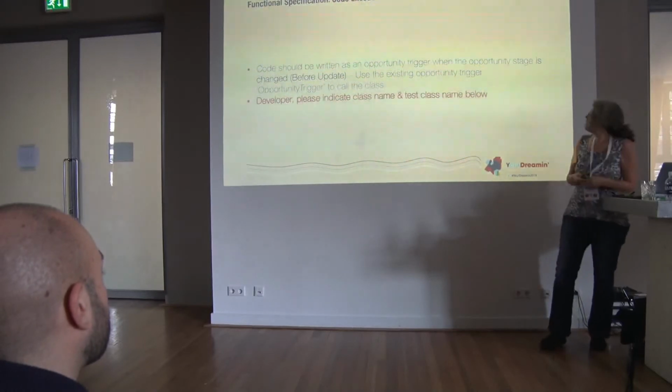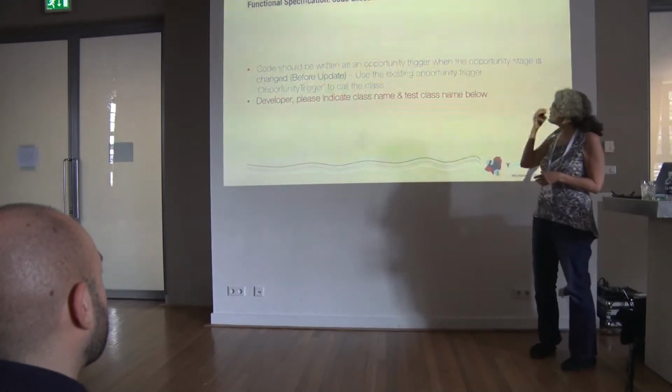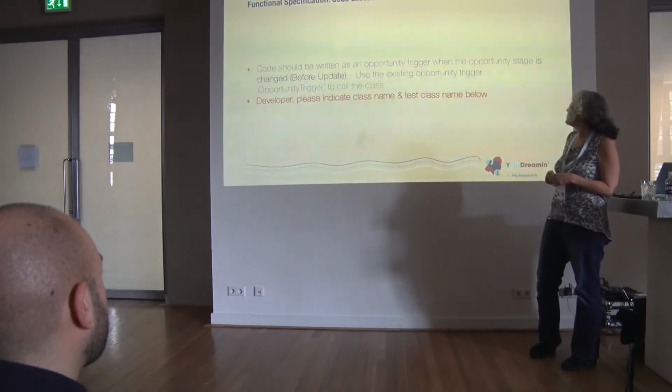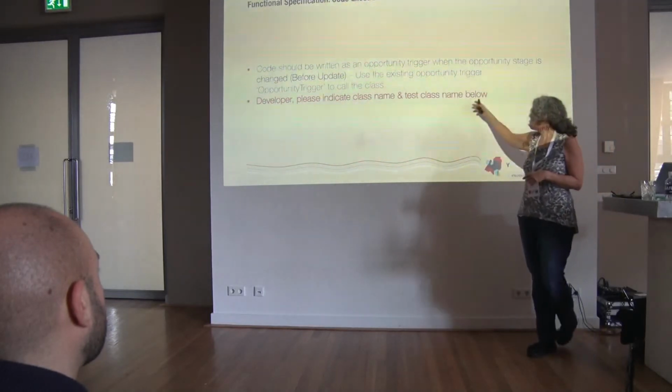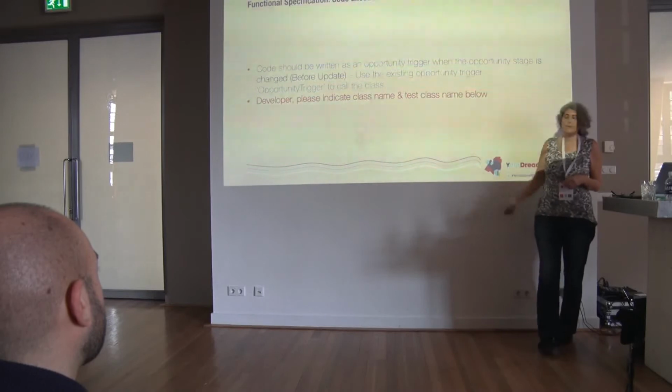So this would be an example. Code should be written as an opportunity trigger when the opportunity stage is changed, before update. Use the existing opportunity trigger to call the class. Please indicate the class name and test classes below. Right?